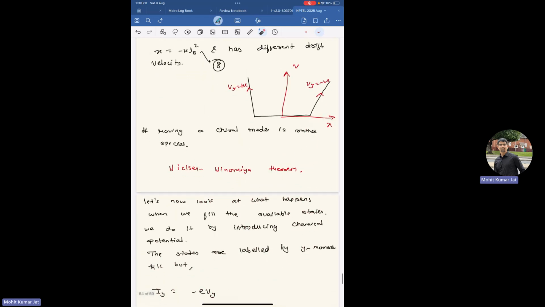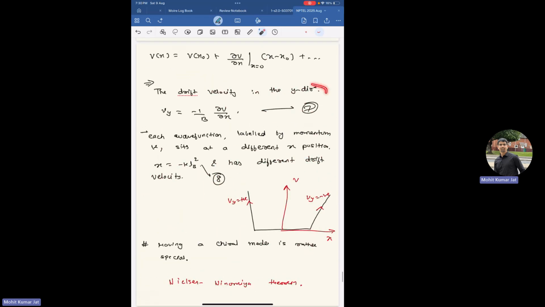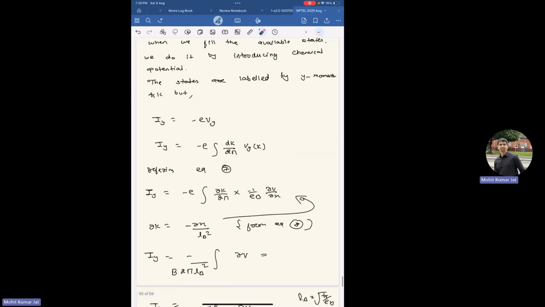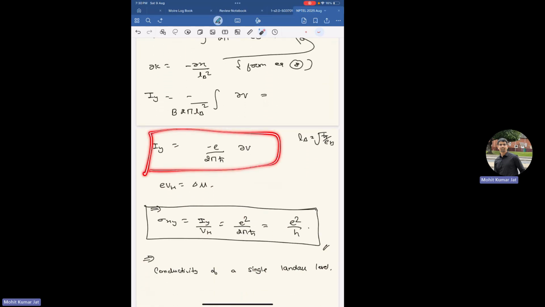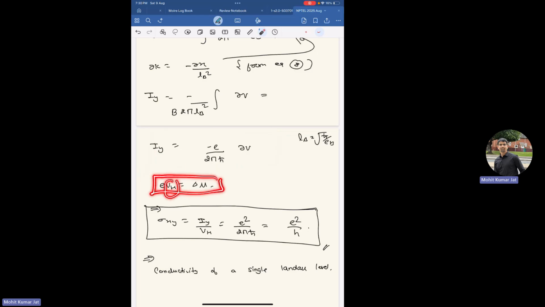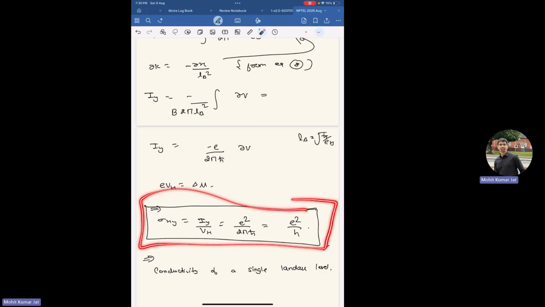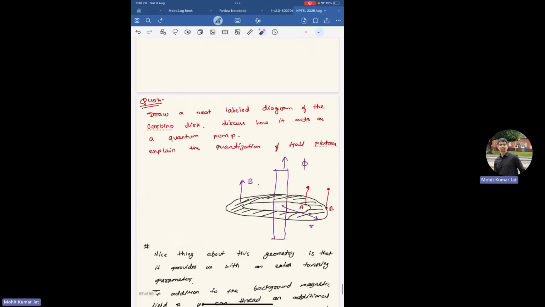And using the expression of the drift velocity in the y direction, we computed the total current Iy, and knowing Iy and the Hall potential V_H, we computed sigma xy, which turns out to be e squared by h. This is the conductivity of a single Landau level.